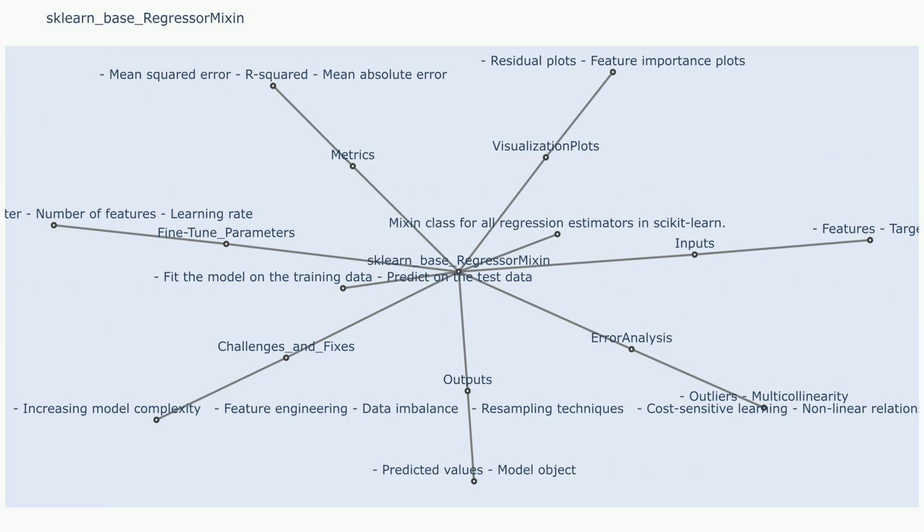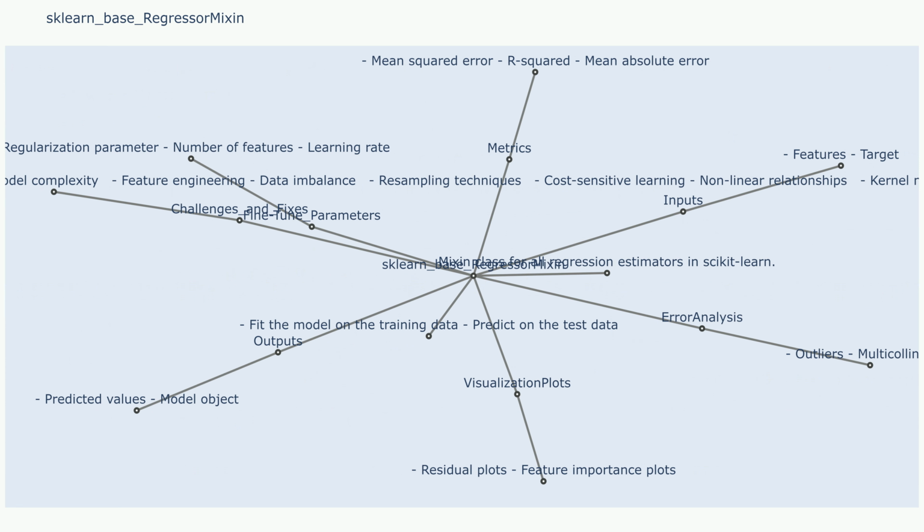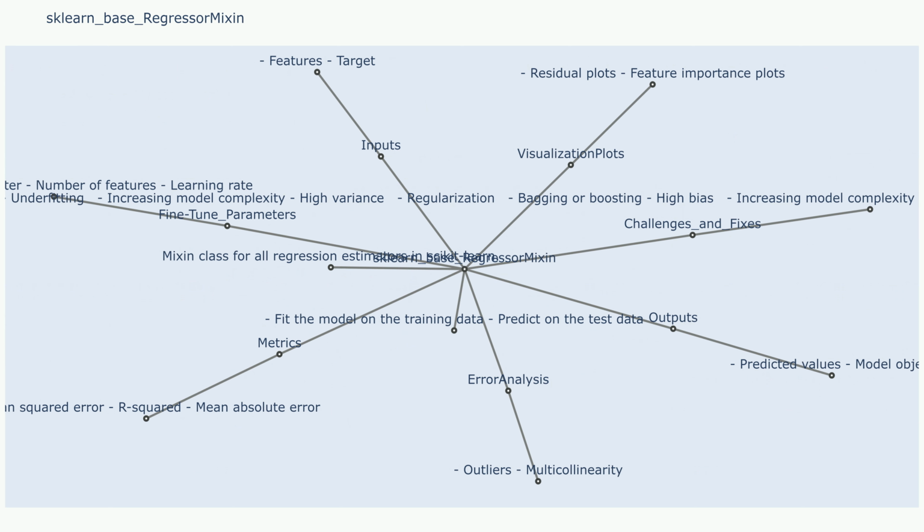Steps: initialization. The RegressorMixin class is typically inherited by specific regression models, like LinearRegression, DecisionTreeRegressor, etc. When initializing these models, you might configure certain parameters like regularization strength, tree depth, etc. Fitting: the .fit method is called on the model with training data features and target variable. This step trains the model by learning the relationships between features and the target.